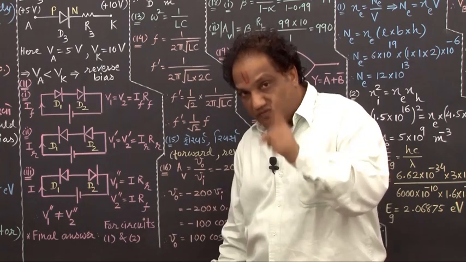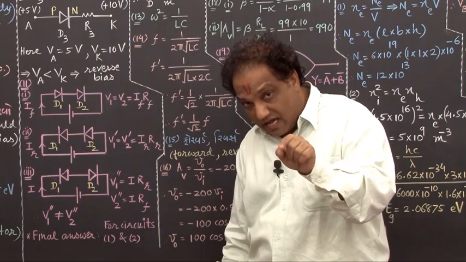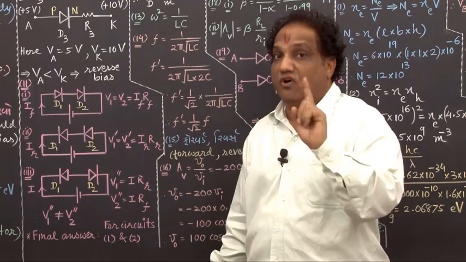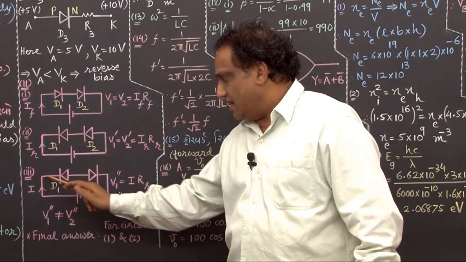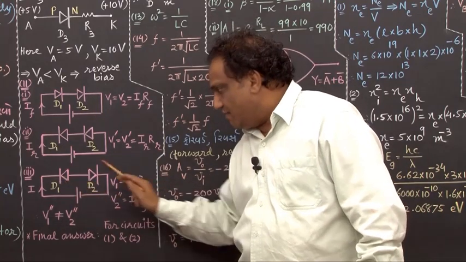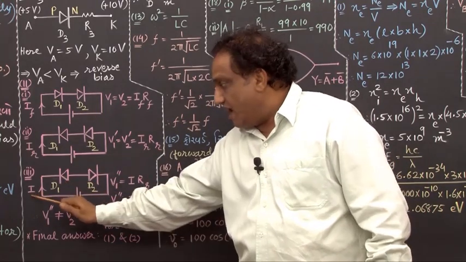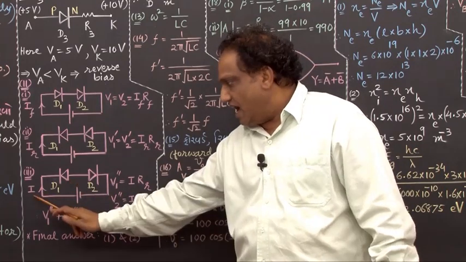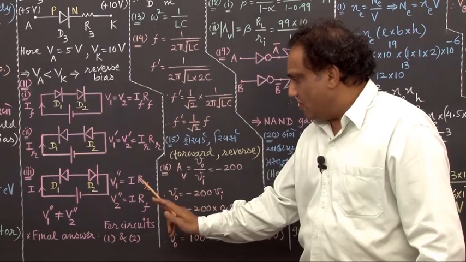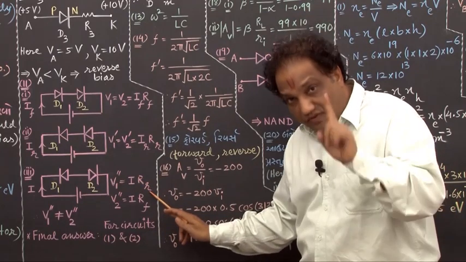So the first diode is reverse biased, it will have resistance RR, and the second diode is forward biased, so it will have resistance RF, correct? And because they are connected in series, the same current will pass through both of them, let it be I. Now what is the voltage drop across the first diode? It will be I into RR, because it is in reverse bias condition.